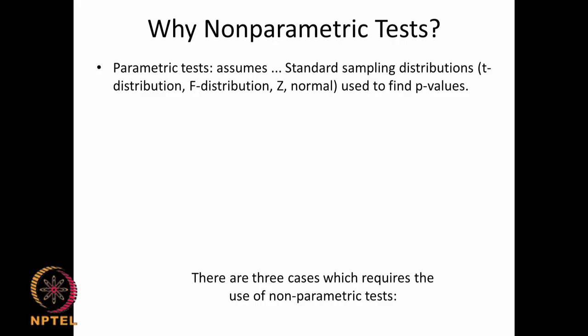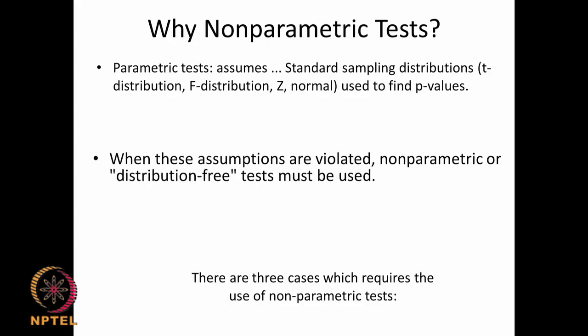What is this non-parametric test? Parametric tests assume a standard sampling distribution like the t distribution, F distribution, Z distribution, or normal distribution. These are called standard parametric tests, and you have corresponding tables, which we used to find the p values given the degrees of freedom and so on.